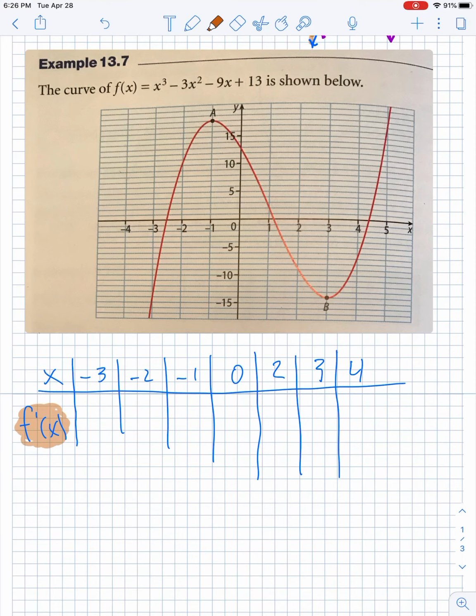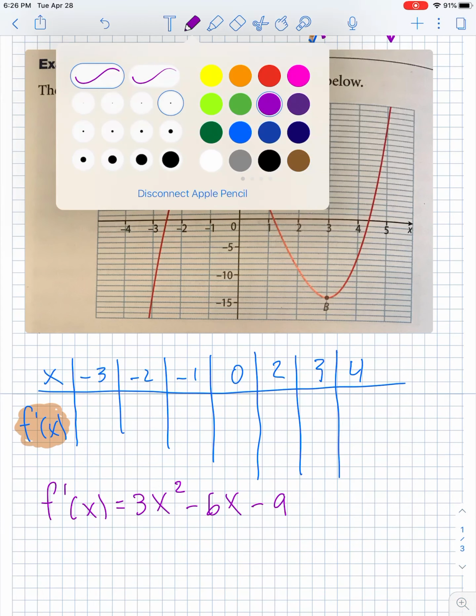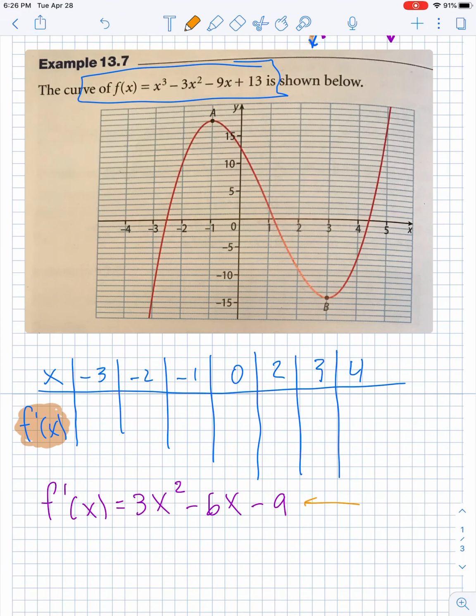So first thing we have to do is find the derivative of this function right here. So what is the derivative? That's where we get to use our fancy power rule that I taught you guys last time. So f prime of x is equal to, drop that power out in front, the old pop and drop, 3x squared minus 6x minus 9. So that is the derivative. This is the slope machine. So many colors.